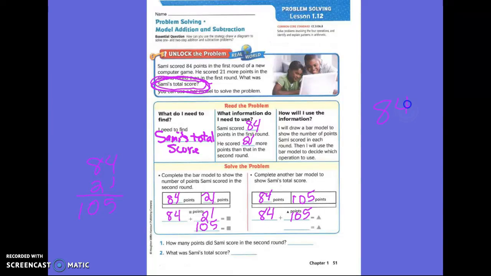So 84 plus 105 is, what's 4 plus 5? 9. Yeah, we're not doing subtraction, we're adding. 8 plus 0. 8. And 1 plus nothing. So how much did he score in total? 189. 189 points. So how many points did Sam score in the second round, did we say? 105. What was Sammy's total score?